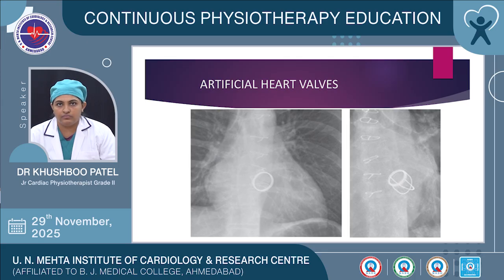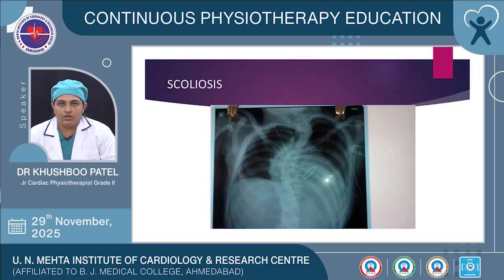Artificial heart valve. This is the ring. It is a valve. We can see scoliosis. In scoliosis, you can see the vertebra rotated. It is a scoliosis and a valve is also seen in this picture.